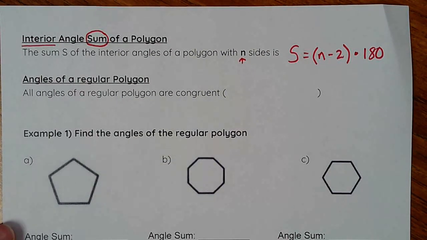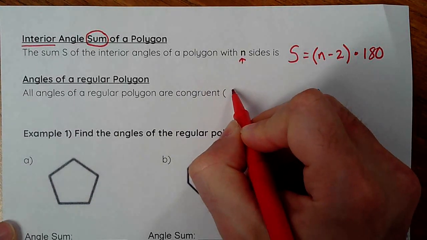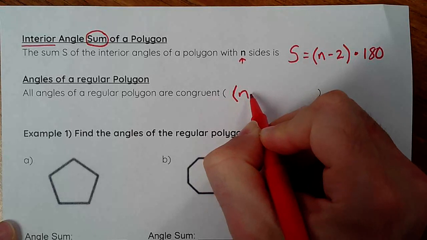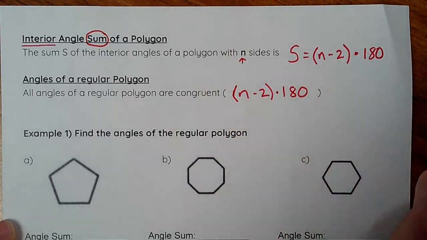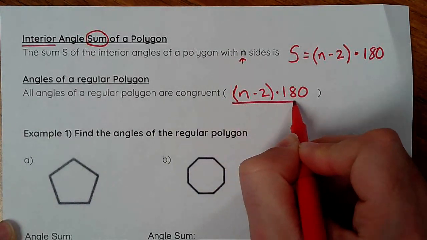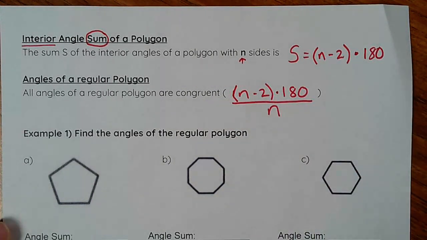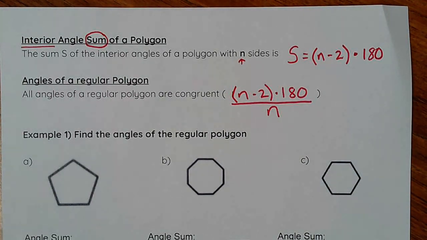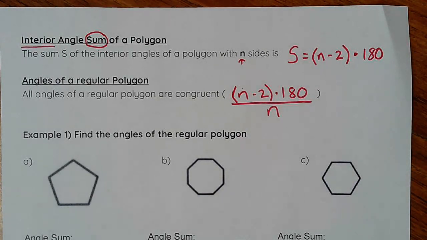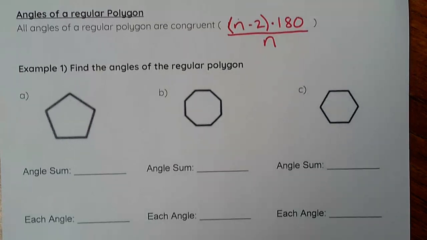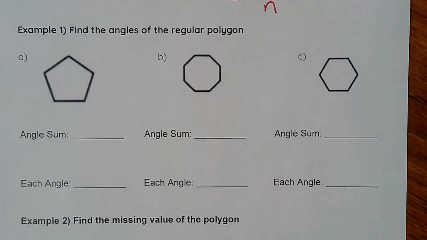So all the angles of a regular polygon are congruent, which tells us we can take our n minus 2 times 180, and we can divide that by the number of sides that we have, because those sides are the same as the angles, so that n can be the same value. So let's take a look at what this would look like in practice. Example 1: find the angles of a regular polygon.